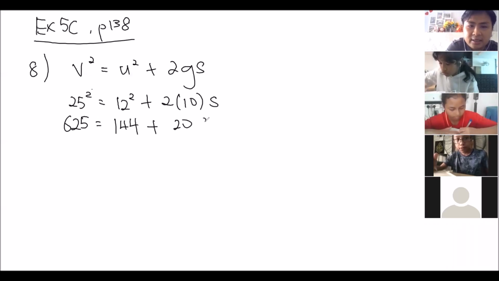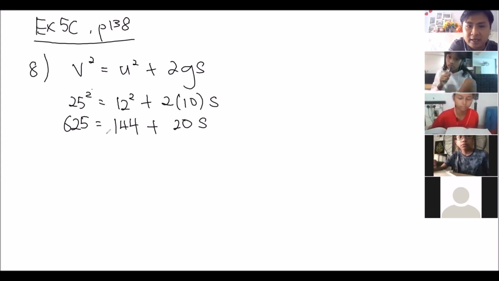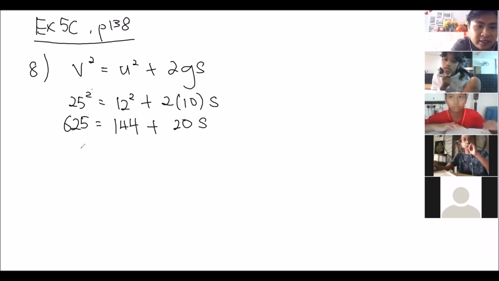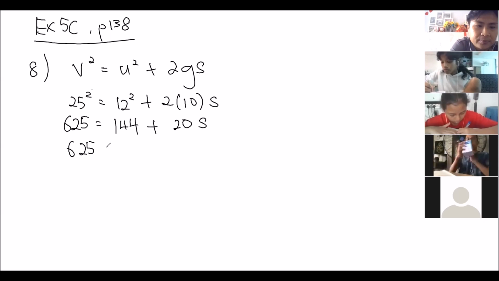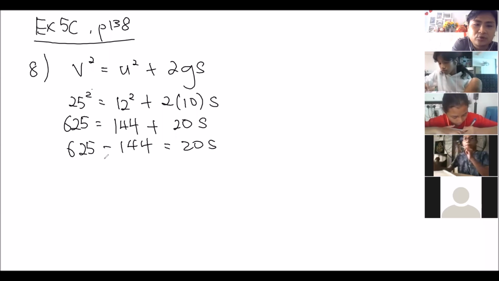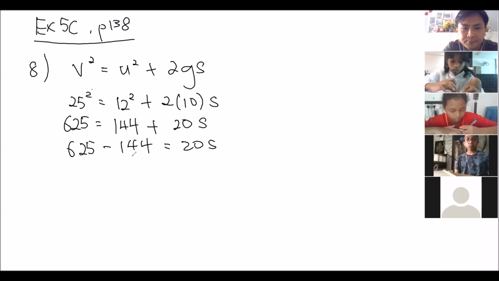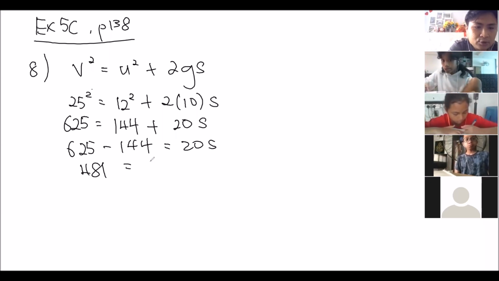2 times 10, what is 2 times 10? 20s. Now, is this very familiar to all of you? This is what we did for exercise 5A, right? You group all the numbers on one side, you group all the s on one side, remember? So now we remove the 144. How do we remove the 144? Minus 144. So 625 minus 144, you press the calculator, what do you get? 481, equals 20s.